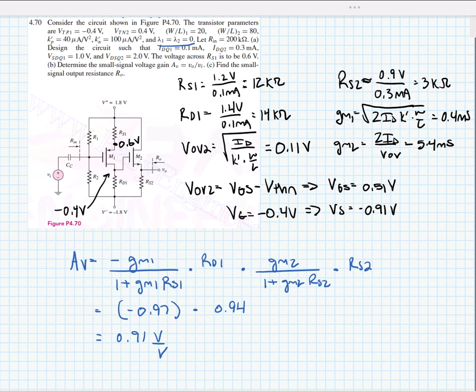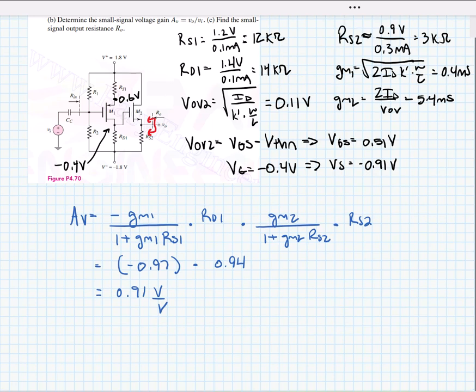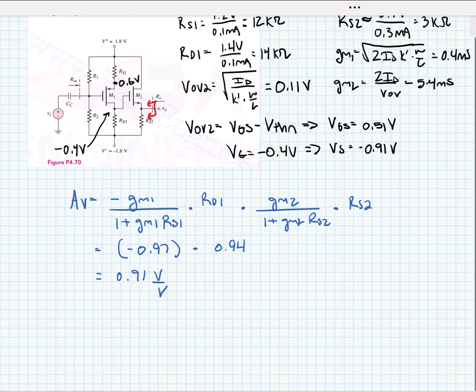Now, in this case, it also asks us to find the small signal output resistance. This is the resistance looking in this direction. Now we know when we look into the source of a transistor, we see approximately 1 over GM of the transistor. And this is going to be in parallel with RS2. This is 185 ohms in parallel with 3 kiloohms.